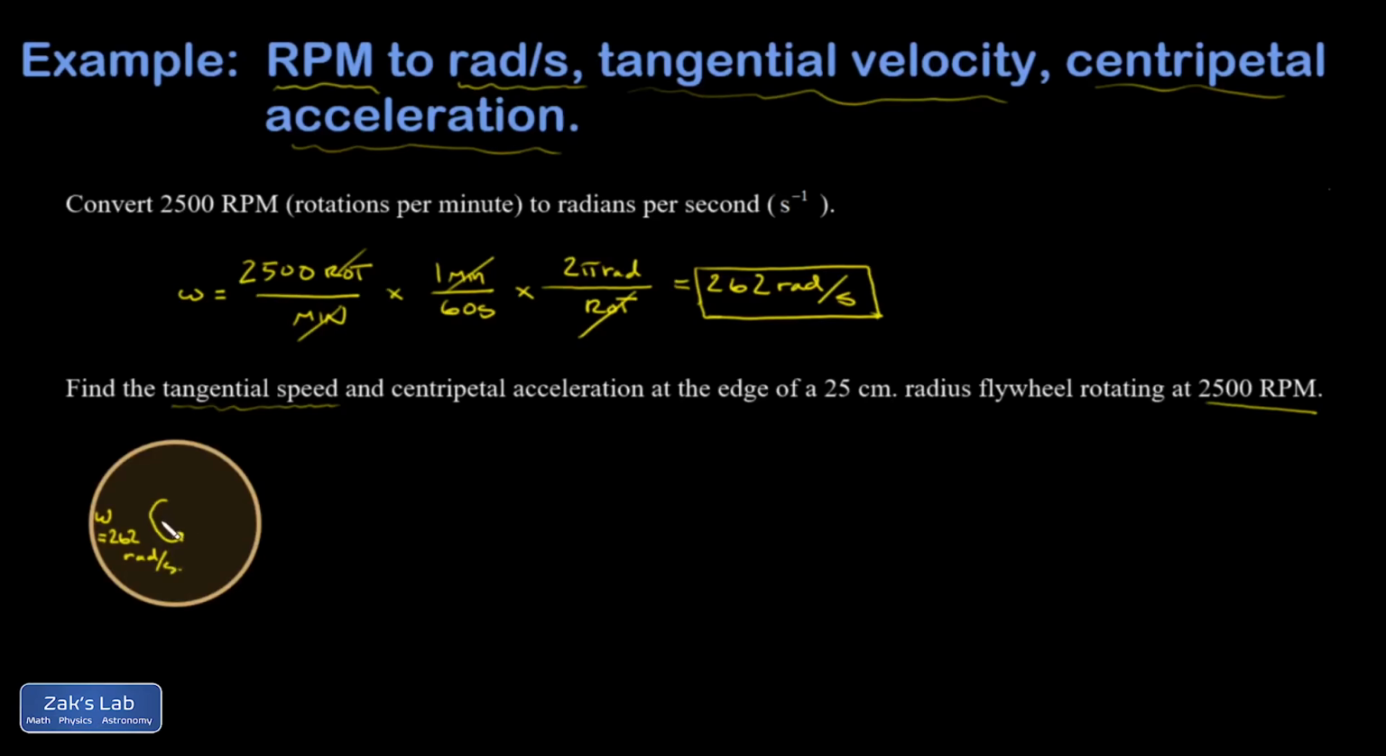And I'm looking out here on the edge of it. So you can imagine that there's just a spot of paint on the edge of this rotating disc, and that's what we're tracking. So that spot of paint has a speed, or I should say a velocity, and the velocity is tangential.